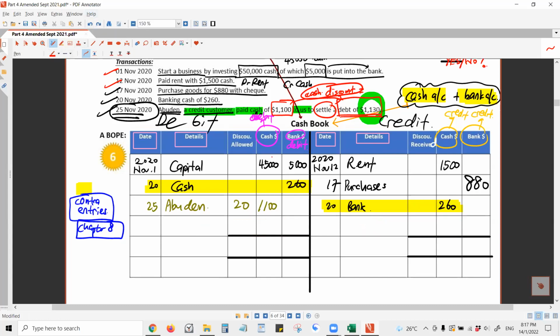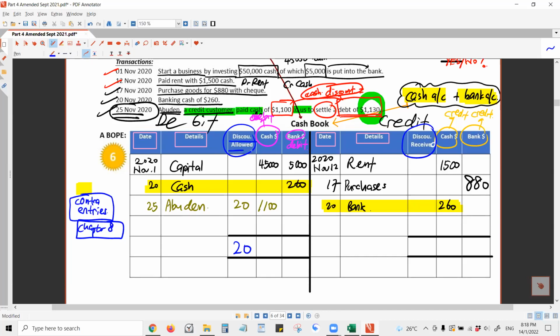Now, before you do balancing, you have to do something to the discount column first. You have to total them up. That means you write 20 here. Total them up individually. Don't do balancing to the discount allowed and discount received column, because the other day I explained to you that the cash book doesn't contain a discount allowed account and a discount received account, because to establish an account, you must have a debit side and a credit side.